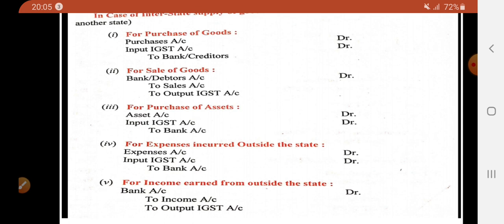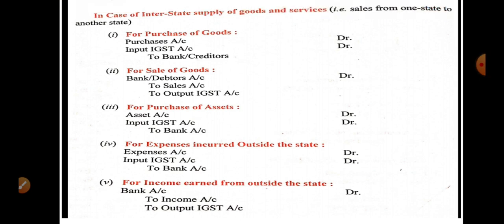So this is in the case of interstate supply of goods and services, that is sale from one state to another state. So instead of separately CGST and SGST, we have to charge IGST. Now in the question you have to be very careful while reading whether this is within the state or outside the state. If within the state, then we'll charge separate CGST, separate SGST. If outside the state, then we will charge both added together as IGST.